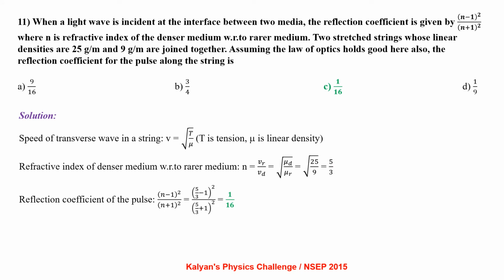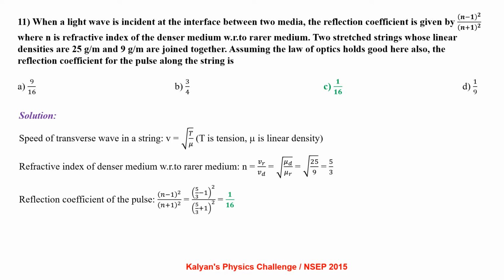When a light wave is incident at the interface between two media, the reflection coefficient is given by ((n minus 1) by (n plus 1)) whole square, where n is the refractive index of the denser medium with respect to rarer medium. Two stretched strings whose linear densities are 25 gram per meter and 9 gram per meter are joined together. Assuming the law of optics holds good here also, the reflection coefficient for the pulse along the string is.